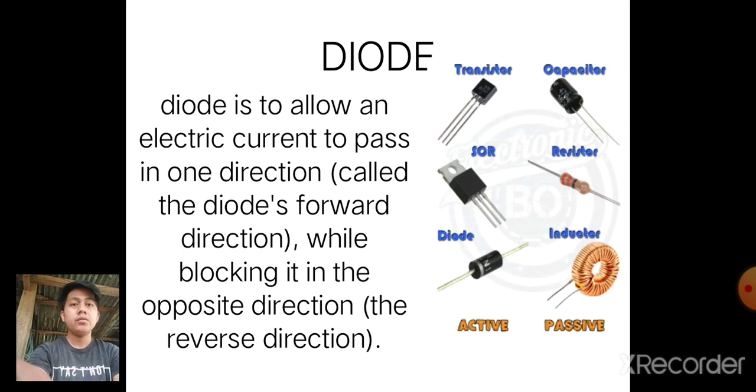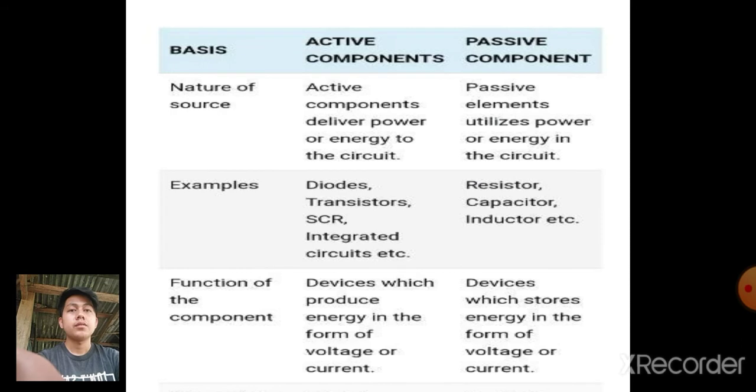A diode allows electrical current to pass in one direction, called the diode's forward direction, while blocking it in the opposite direction, the reverse direction. This is the picture of a diode. So let's tackle the differences of these two components.